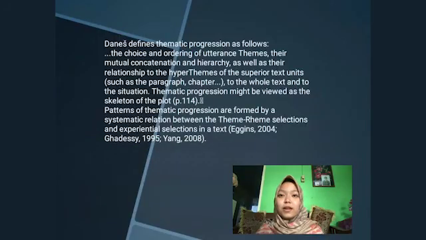Okay, the next material is Danes defined thematic progression as follows. The choice and ordering of utterance themes, their mutual concatenation and hierarchy, as well as their relationship to the hyperthemes of the superior text units, such as the paragraph, chapter, to the whole text, and to the situation. Thematic progression might be viewed as the skeleton of the plot. Patterns of thematic progression are formed by a systematic relation between the theme rheme selections and experiential selections in a text.